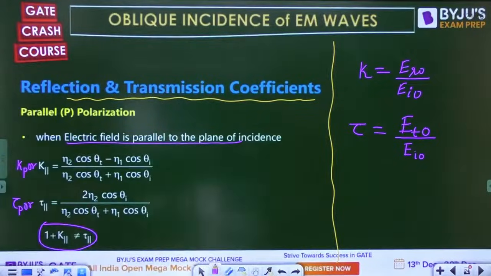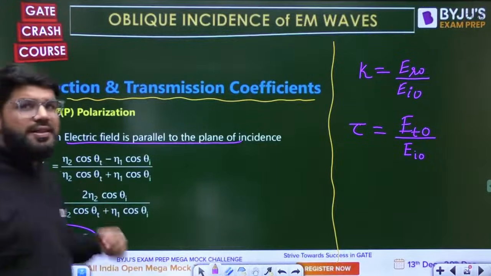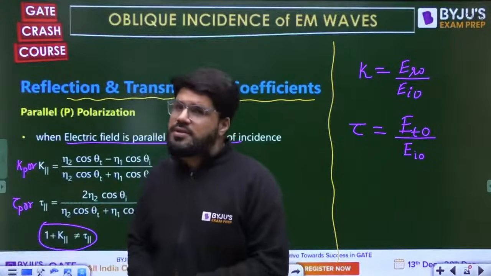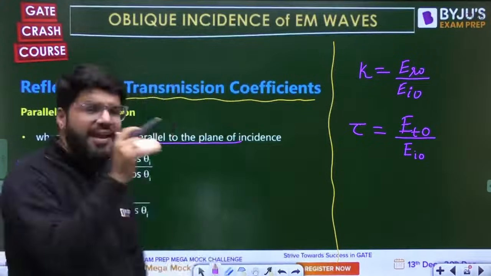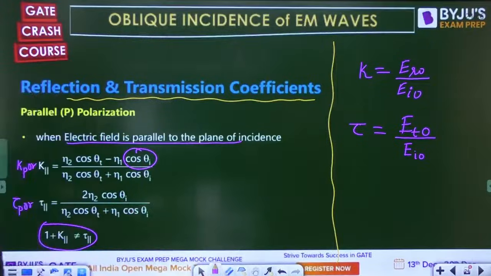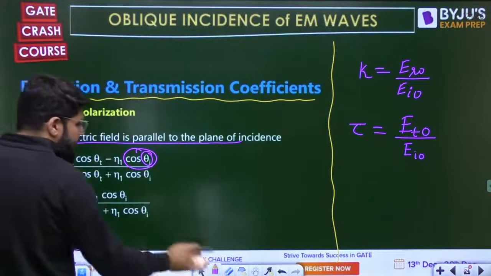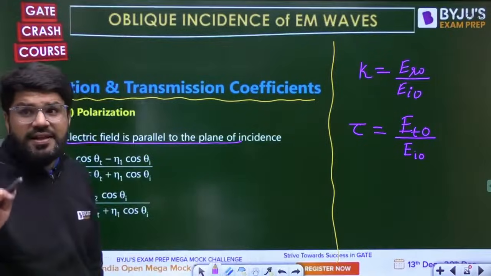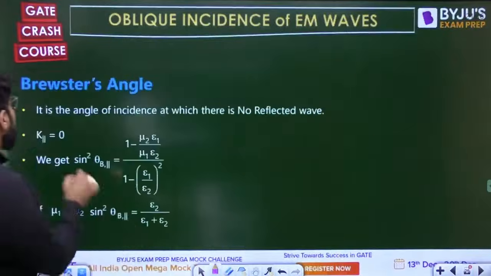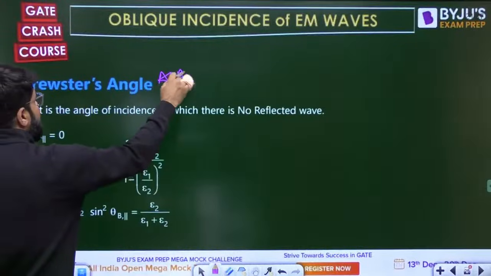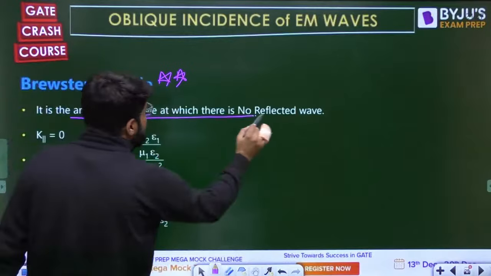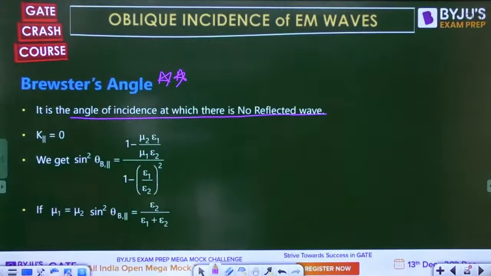And this will be possible if you ensure that k is equal to 0. That special angle of incidence, theta i, at which k becomes 0, is known as the Brewster's angle. The next very important question from this topic is on the Brewster's angle. It is the angle of incidence at which there is no reflected wave, and for that you have to make k 0, and after solving k you get this formula.